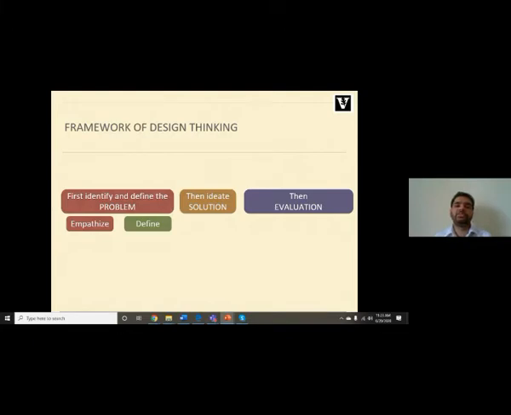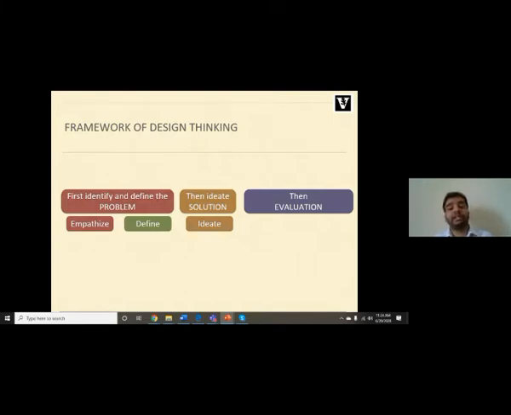Defining means once you know what my user does in a given scenario, then we can see that in this given scenario, this is the exact problem definition that I should solve. This is the exact challenge that we are facing, and it should be solved. In the ideation phase, we have to come up with ideas.